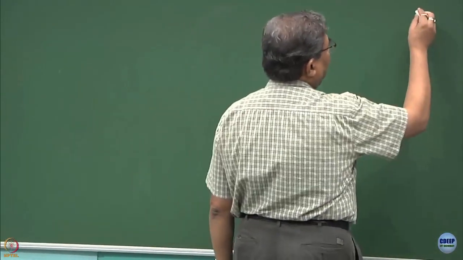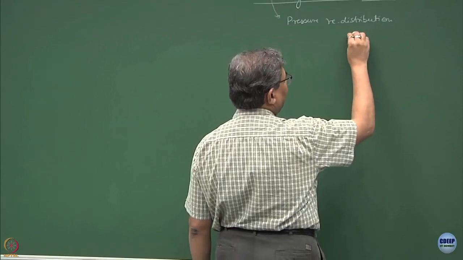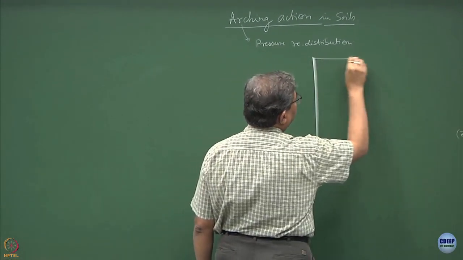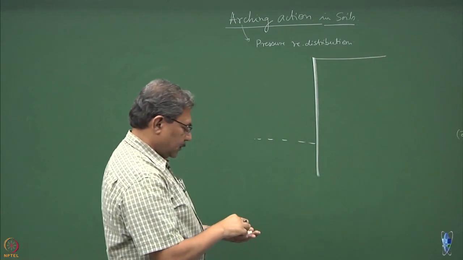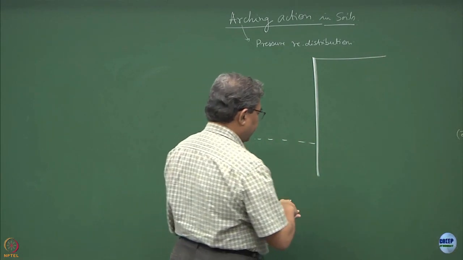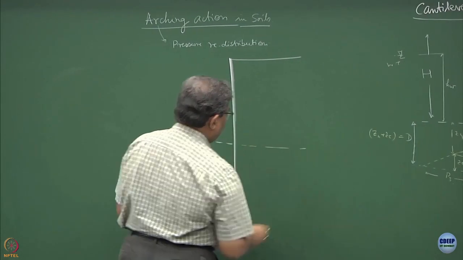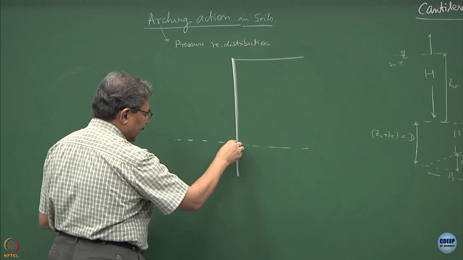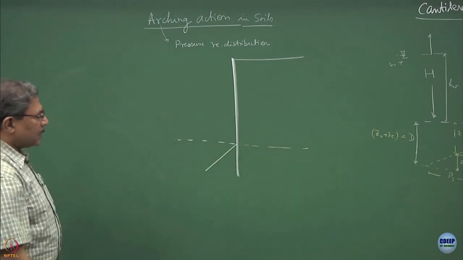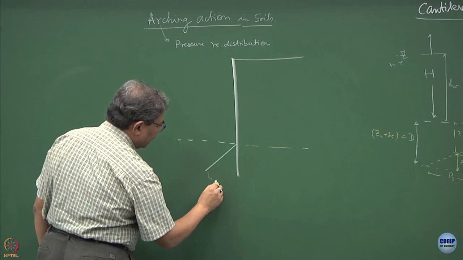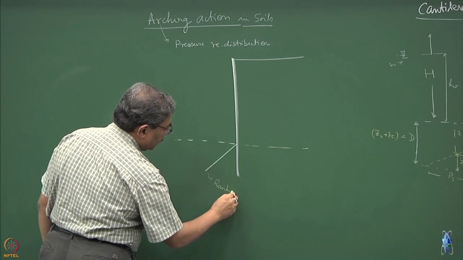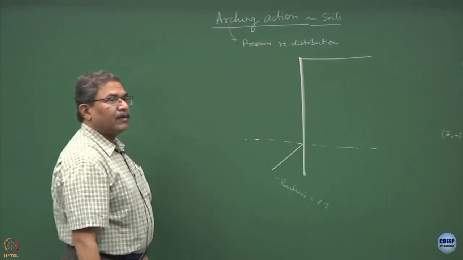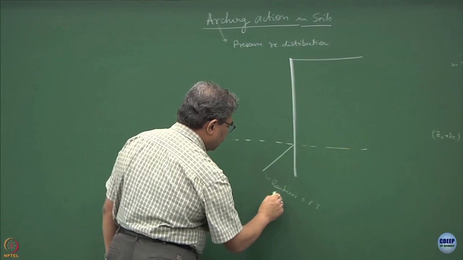Truly speaking, what is going to happen is, if you have the sheet pile over here, what has been observed is that on the passive side, if the theoretical pressures are like this, this is as per Rankine earth pressure theory, theoretical pressure distribution.